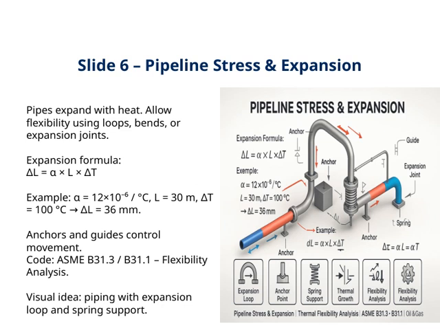It's also important to note that anchors and guides are used to control and direct this movement, ensuring the pipe stays in the right position and doesn't cause stress or damage. When designing these systems, we follow codes like ASME B31.3 and B30.11, especially for flexibility analysis. Visually, imagine a piping system with an expansion loop and a spring support. These features allow the pipe to move safely as it expands and contracts. Understanding and managing pipe expansion is crucial for the durability and safety of the entire system, and it ties directly into the overall theme of reliable pipeline design.